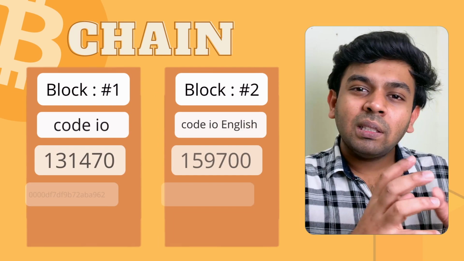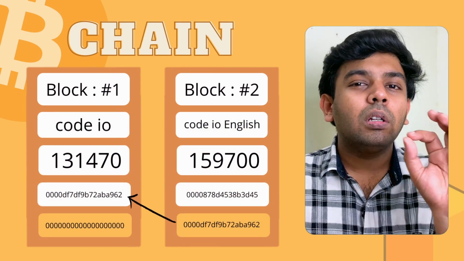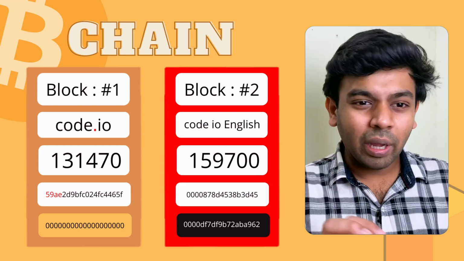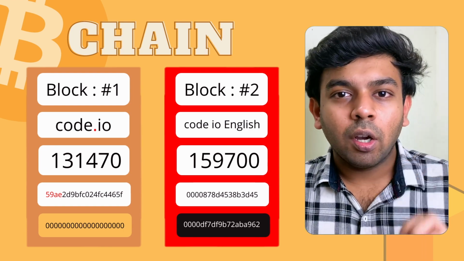When you try to tamper with one particular block, let us say the first block had Code.io, and the second block had Code.io English as its data. Now, I am trying to make a small tweak to the first block. Instead of Code.io, I am just going to make it code.io. This is a very small tweak. Instead of the space, I am just adding a dot into it.